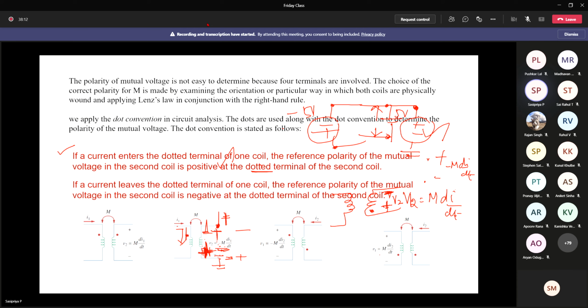Same concept here also. Here we have a leaving current, so I have the negative voltage. I measure the voltage here, so I have minus here. Here I'll have the negative voltage. But since the voltage is measured here with respect to this, it's plus here. That's all, nothing else.